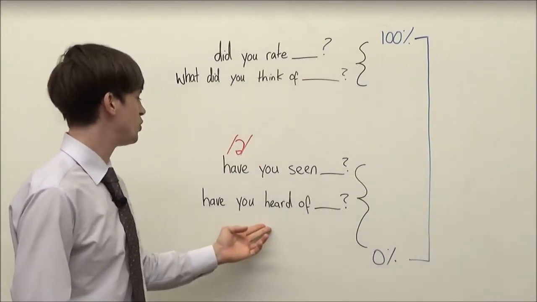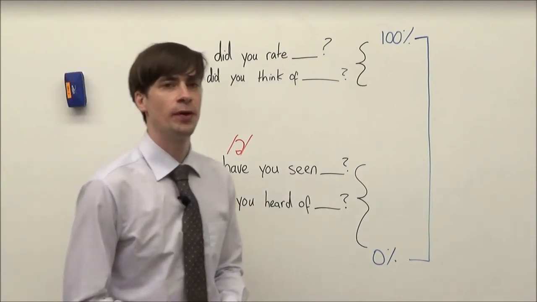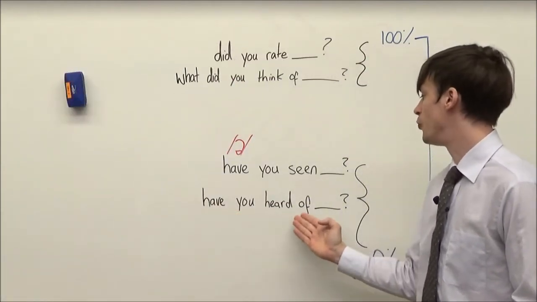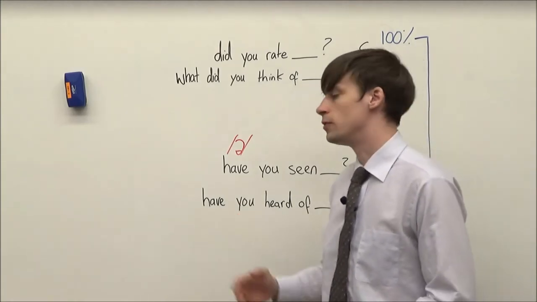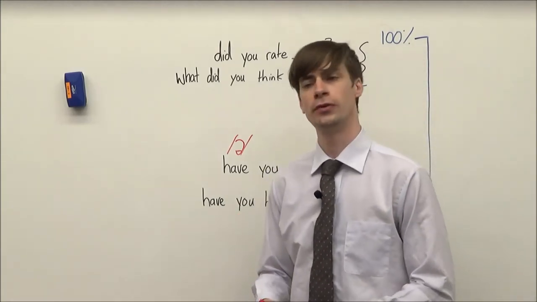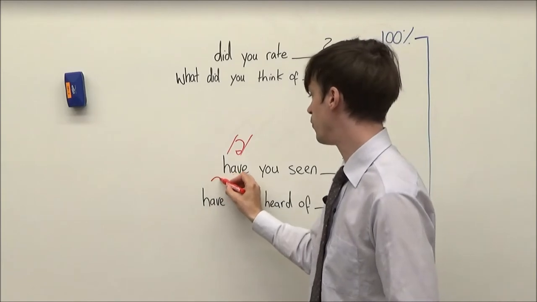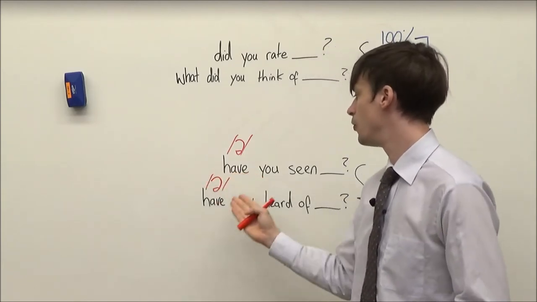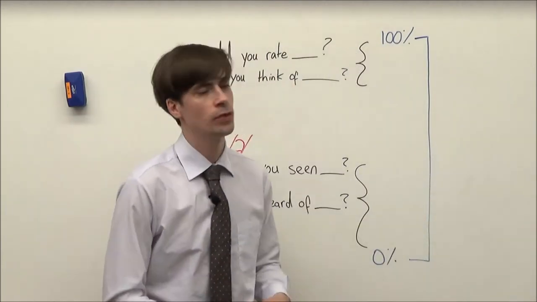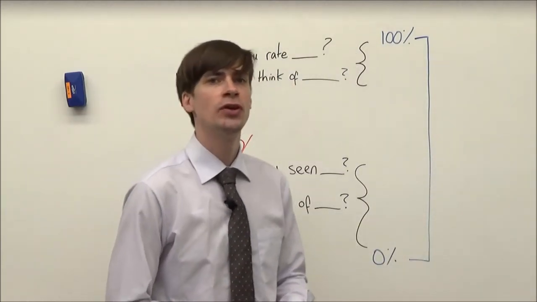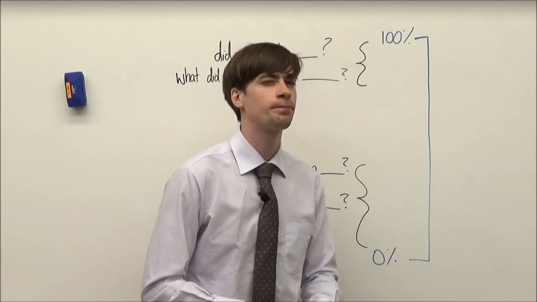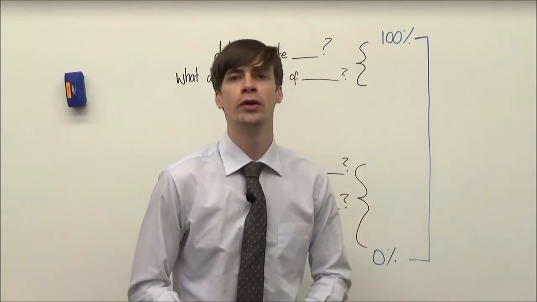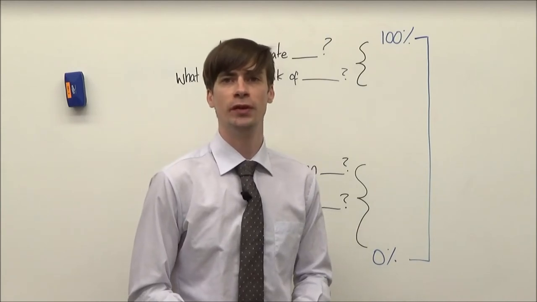We have another question here, a little bit different. Again, same thing. Have you heard of? We would say, have you heard of? Again, it takes a weak form. We have a schwa in there. Have you heard of Toy Story 3? And these questions are for when we're not sure that the other person has seen the movie.